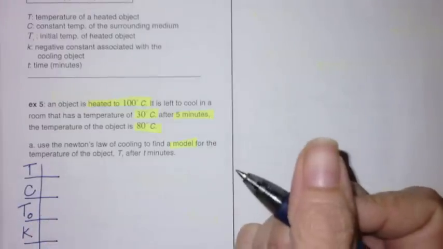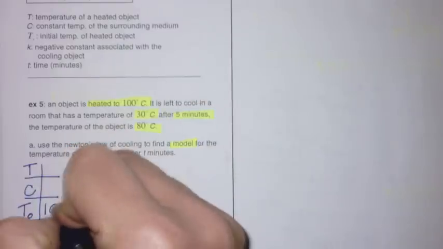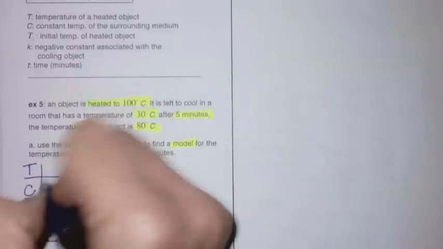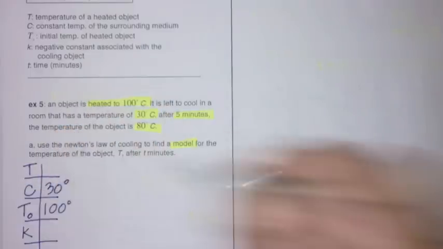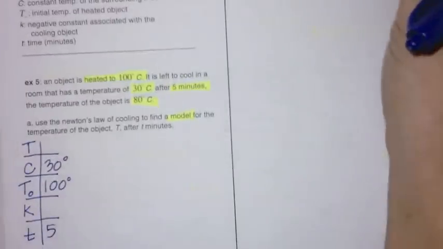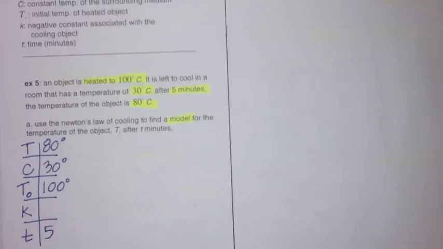So if I set this up, an object is heated to 100 degrees Celsius. So it starts out at 100 degrees, and then it is left in a room that is a temperature of 30 degrees. After 5 minutes, the temperature is cooled to 80 degrees. So that's its final, which is a little annoying again, but because it's cooling down, the final temperature should be less than the initial temperature.